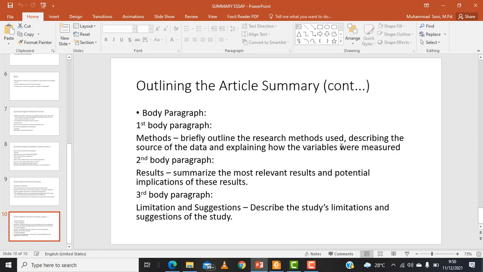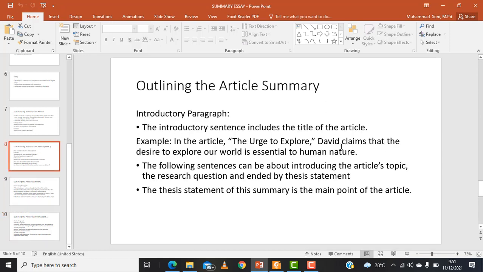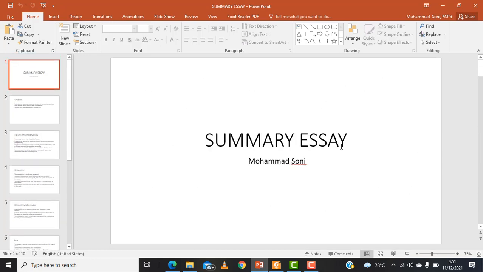And the third body paragraph is about limitations and suggestions, and you have to find out and describe the study's limitations and suggestions of the study. All right, guys, so I think that's about summarizing the research article. Now I'm going to give you this one.